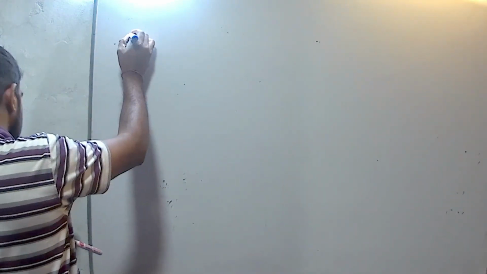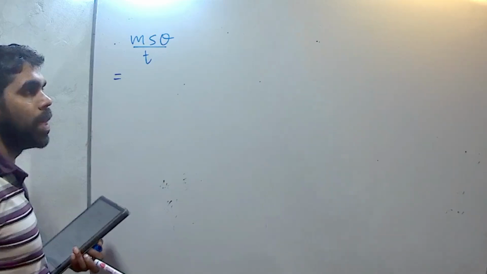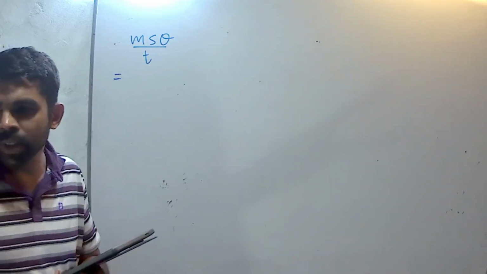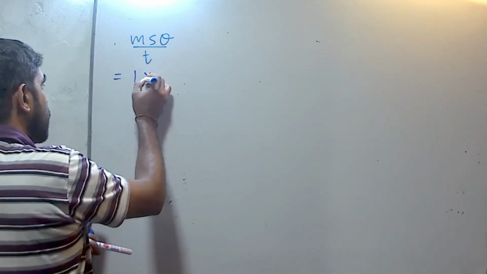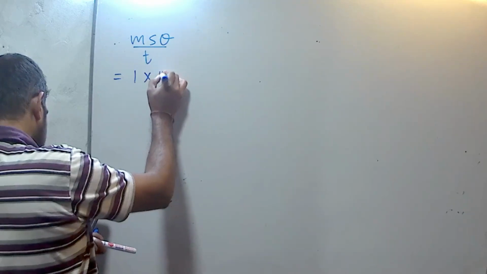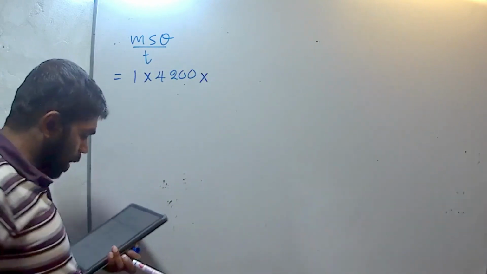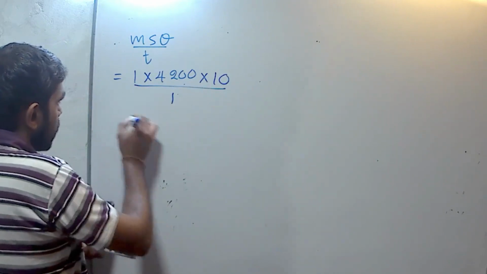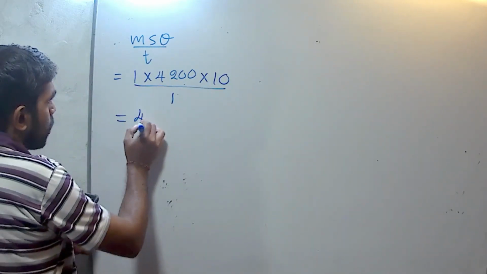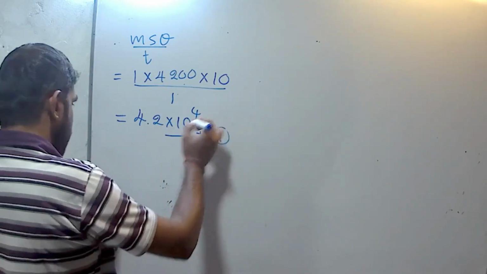Then we can get the heat energy absorption rate of water, m s theta divided by time. It should be the minimum power because there is no heat loss to the environment. Mass, 1 kilogram per second. Specific heat capacity, 4200. Temperature increase from 30 to 40, it means 10 degrees. Time, 1 second. We can get 4.2 into 10 to the power 4. Then the first one is the correct answer.